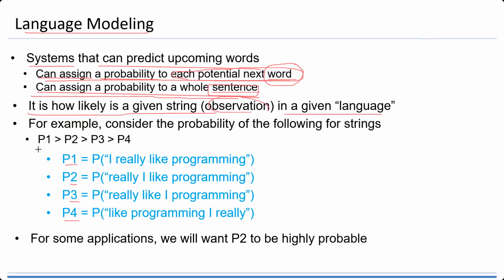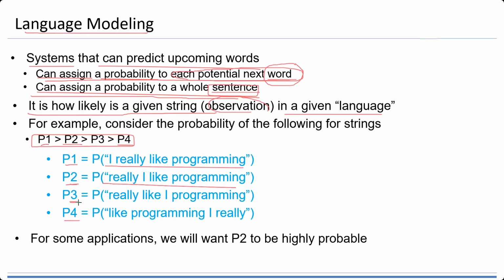And if we look at this probability, probability 1 will be higher than probability 2, which will be higher than probability 3, and that is higher than probability 4. If you look at the strings, okay, I really like programming. So it is natural. This kind of sentence is probably common, and the probability is highest. For P2, really, I like programming. According to the grammar or the structure, maybe it is a little bit strange. It is not that common. So the probability will be less than P1.